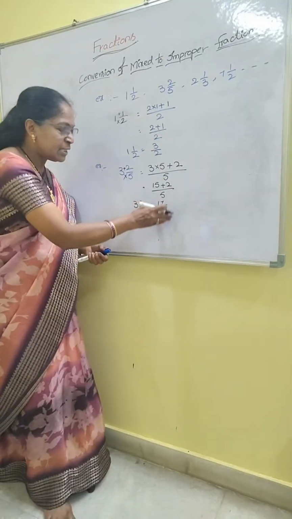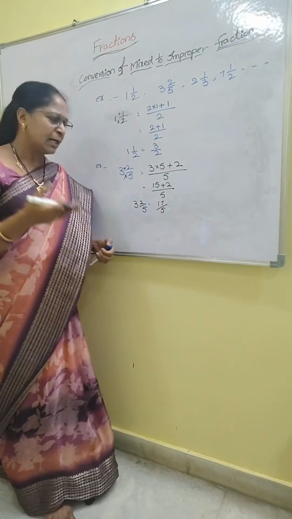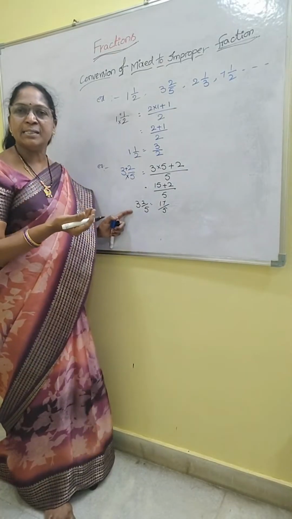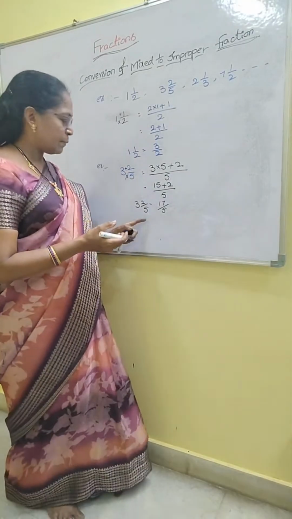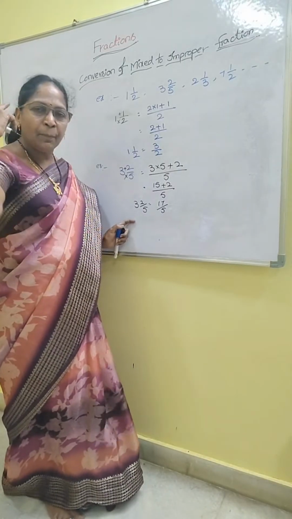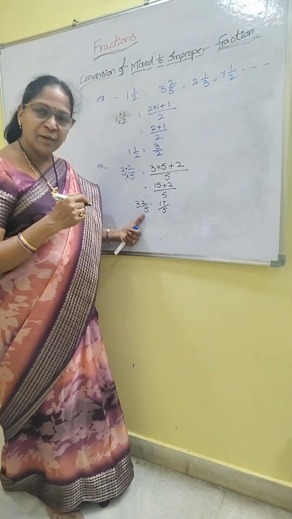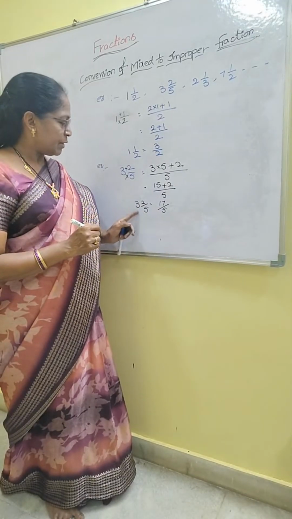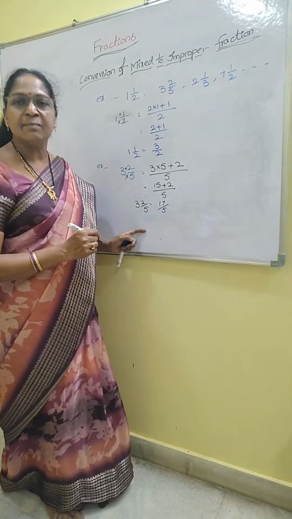If you know this procedure clearly, then you can write immediately. If we ask you 3 2 by 5 equals what is the value? What is the answer? That means convert into improper. How can you say? Simply multiply and simplify these numbers in your mind only. 3 5s are 15, 15 plus 2 equals 17, 17 by 5.